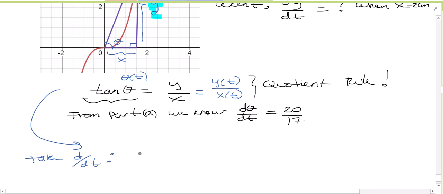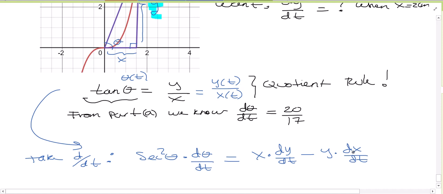So on the left side, we're going to have secant squared of theta times, by chain rule, d theta dt, which we already know from part A, equals, and now here I need the quotient rule when I have y over x, because they are functions of t. So quotient rule is low, so x, d high, so dy dt, minus the top times the derivative of the bottom, dx dt, all over the bottom squared.